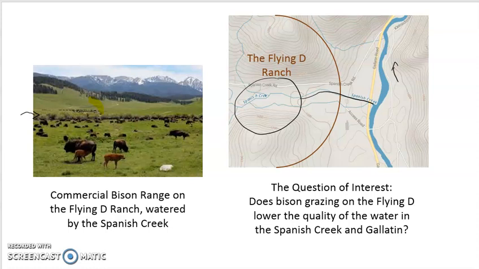So there's a lot of questions. Does the bison grazing operation on the Flying D, which is the ranch, lower the quality of the water in the Spanish Creek and ultimately the Gallatin River? So we're going to see how we can assess water quality using statistics.